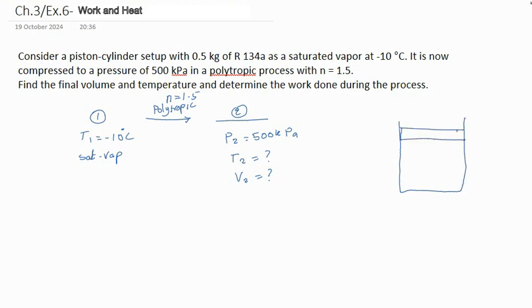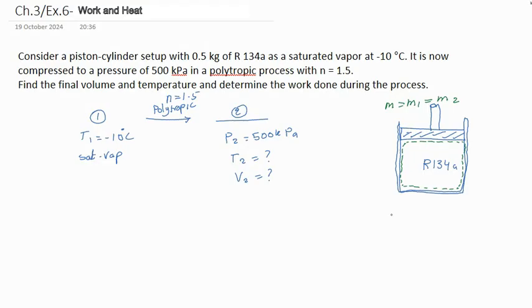This is the piston, and this is the cylinder. Our controlled mass can be taken as such. This is our system. It's a closed system. This means that mass is the same in all states.